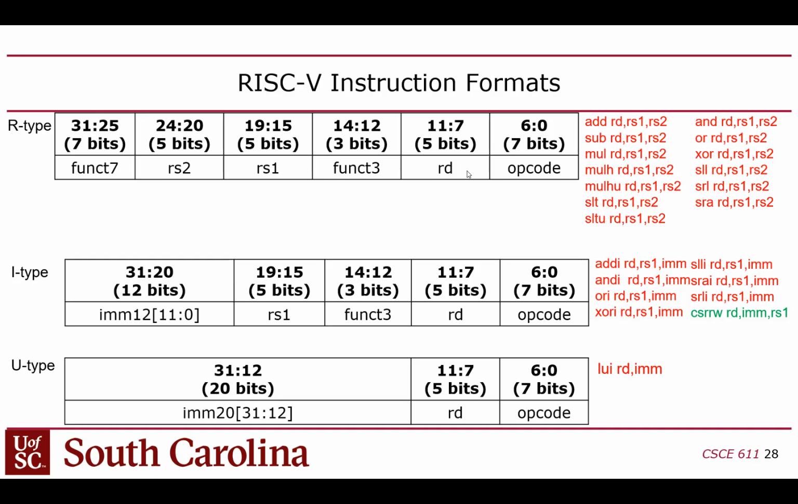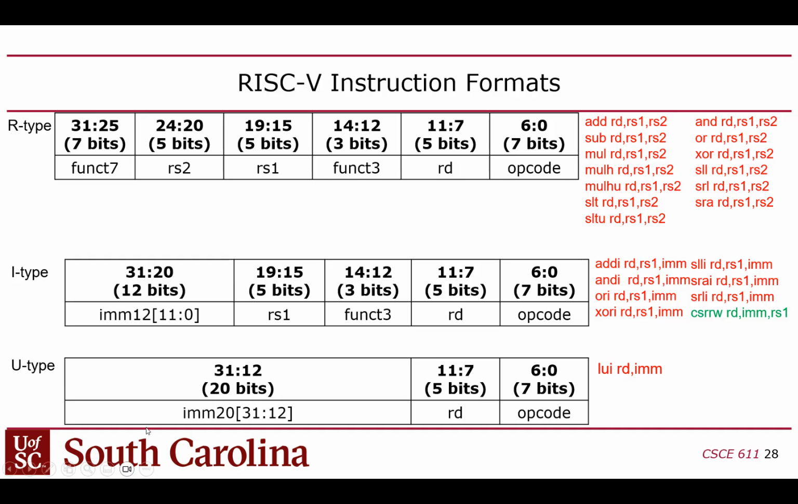Likewise, RS1 and RS2 are always in the same spot. So in the I type, there is no RS2, but there is an RS1, and it's in bits 19 down to 15, so they're more consistent. You'll notice the I type has only a 12-bit immediate, unlike the 16-bit immediate of MIPS, which is, I don't know why they did that.